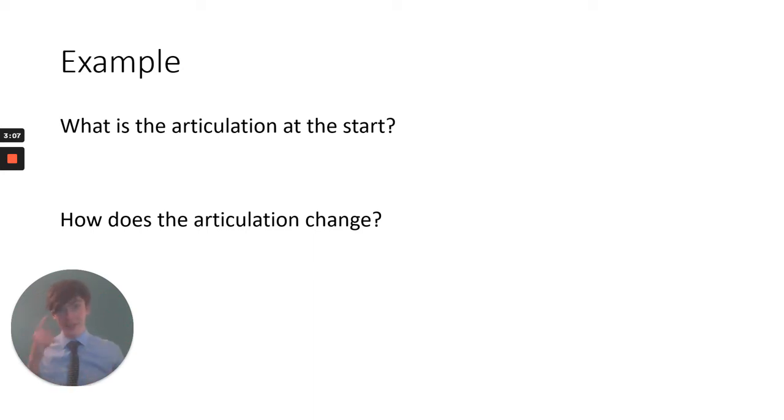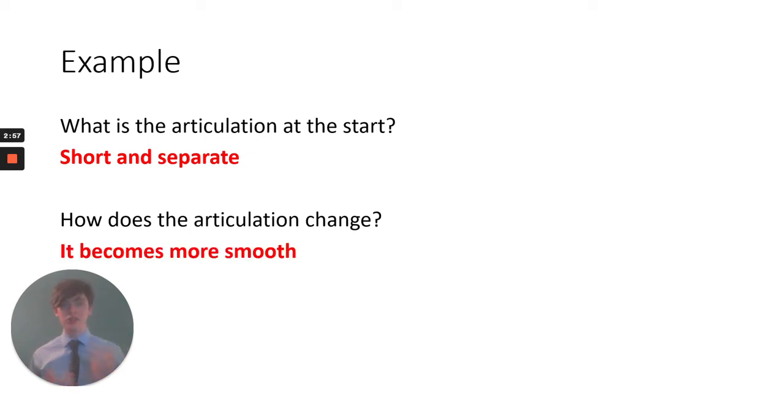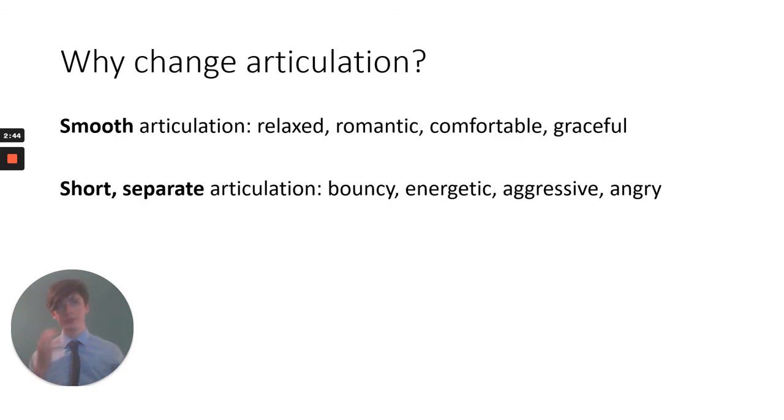So, hopefully, if we were listening carefully, we picked up that at the beginning of the performance, the articulation was very short and very separate. However, as the performance went along, it became increasingly smooth. The notes became longer, and they started to flow into one another a little bit more. So when we're listening for articulation, that's what we're listening for, that sense of flow. Are the notes flowing together, or are they short and separate?